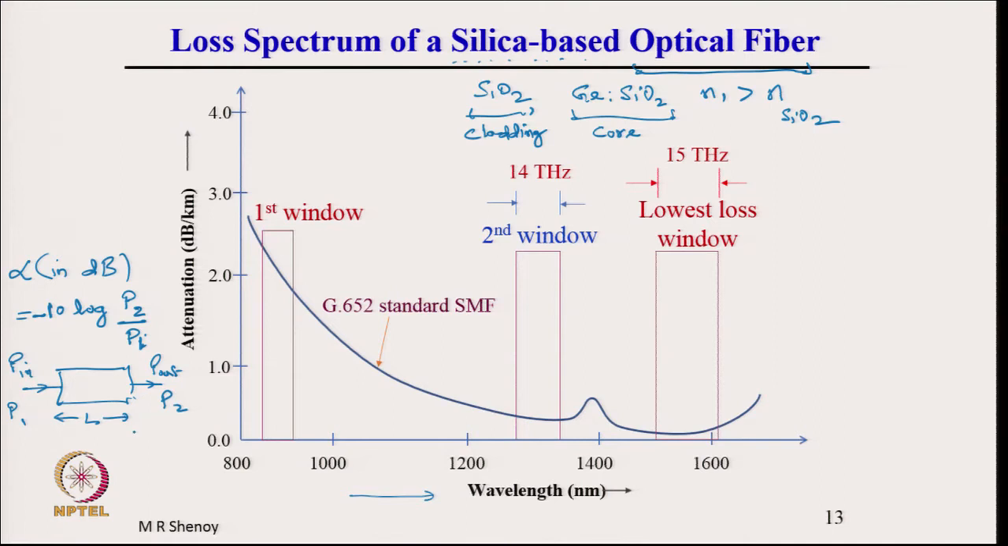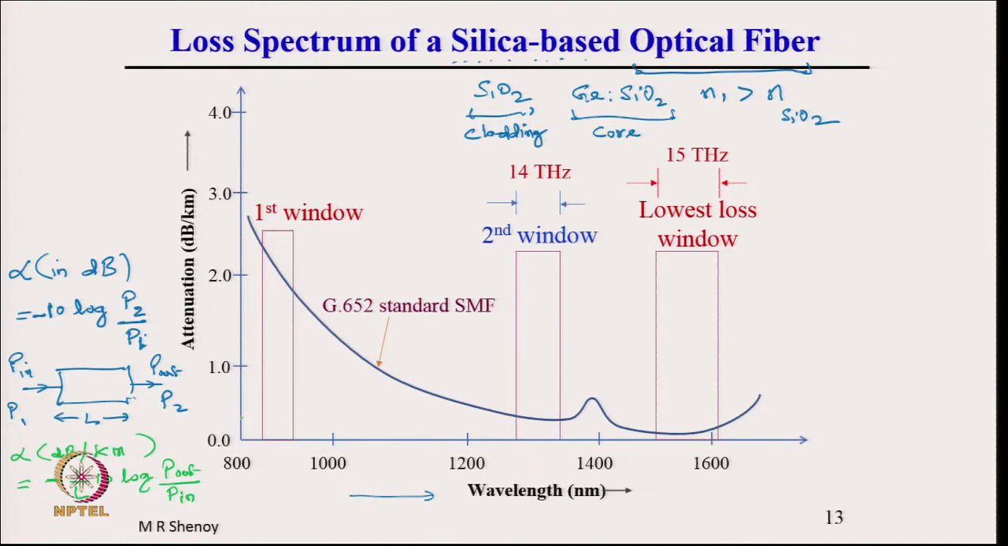If L is the length, therefore alpha in dB per kilometer is calculated as equal to minus 1 by L into 10 log P out by P in. The minus sign is used here only so that the loss comes out as a positive number. So this is the definition of alpha in dB per kilometer.